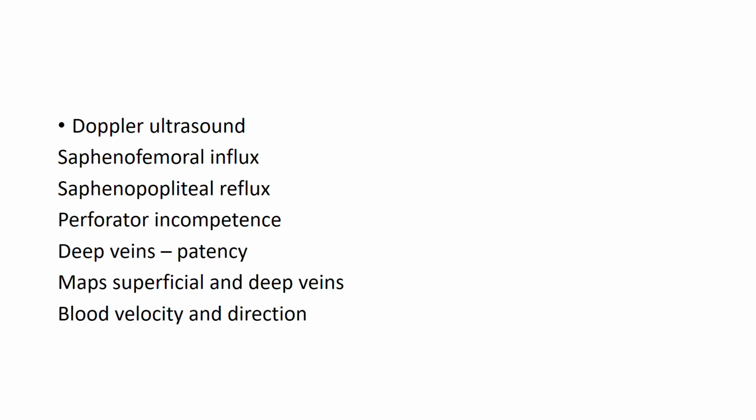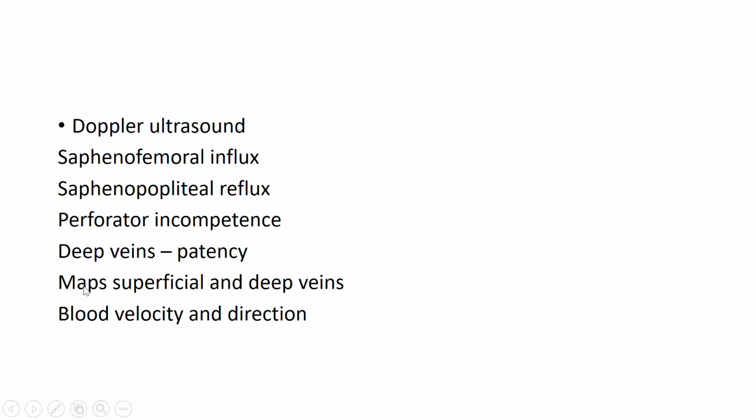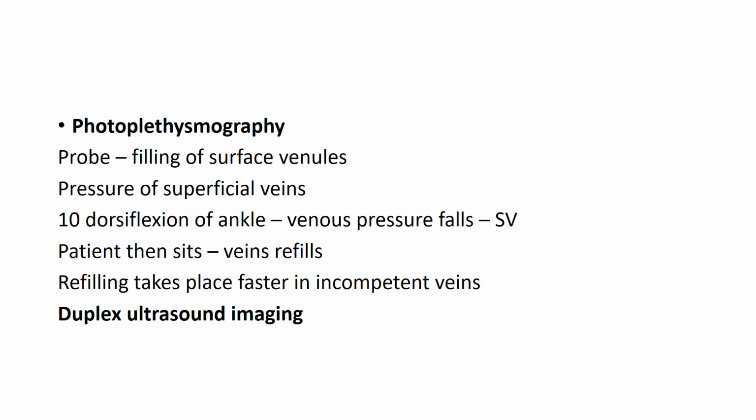Now methods like Doppler ultrasound and duplex ultrasound imaging help to find out the saphenofemoral valve, the popliteal valve, the competency, if there's any reflux, then the perforators if they're competent or not, and the blood flow, the direction, the velocity of the blood flow, and general mapping of the veins can be done. Okay, so these are more advanced and modern techniques where you can find out if there is varicose veins or not.